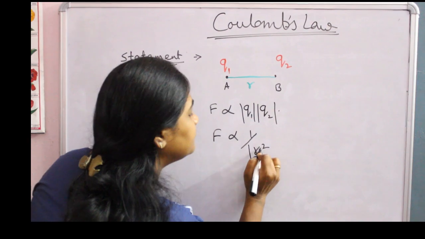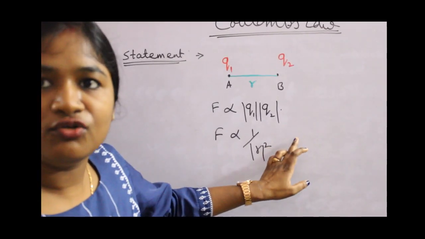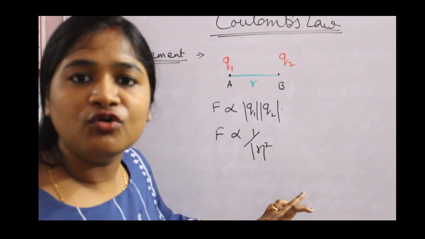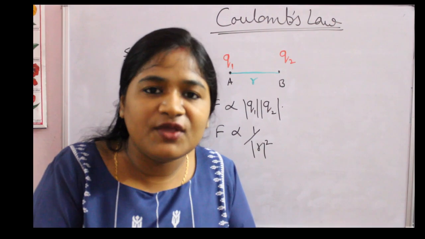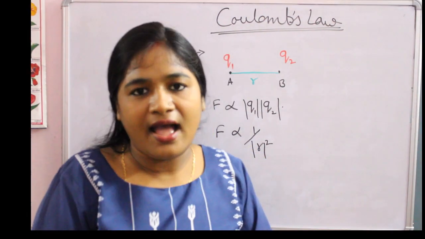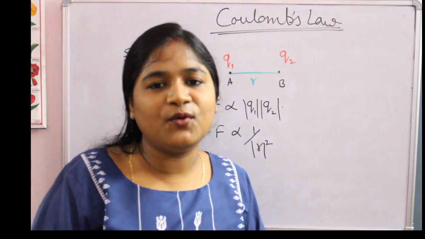So this is what about Q1, Q2, F is proportional to Q1 Q2, and F is proportional to 1 by R square. 1 by R square can also be said that F is inversely proportional to R square.